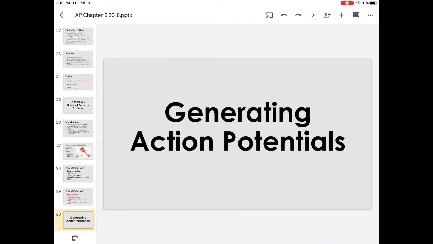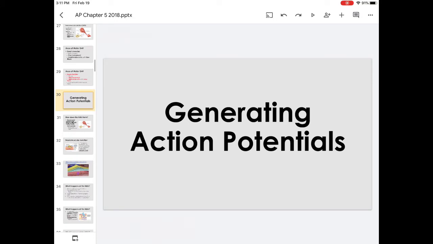An important part of muscle movement has to do with action potentials. Action potentials are almost like signals that travel through your neurons and through your muscles, in order for communication to occur and in order for muscle movement to occur.